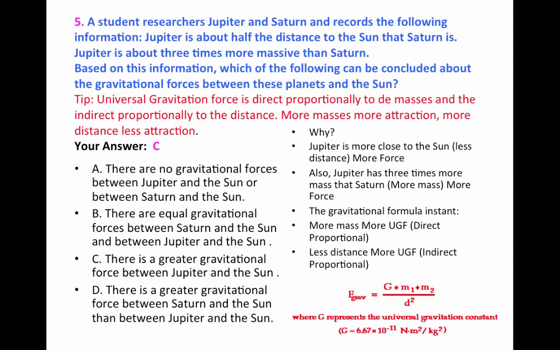You have to see the formula. The masses are on top. That means it's directly proportional. The distance is under the line, in the denominator. It is inversely proportional. Inversely proportional means the opposite. More distance, less force.